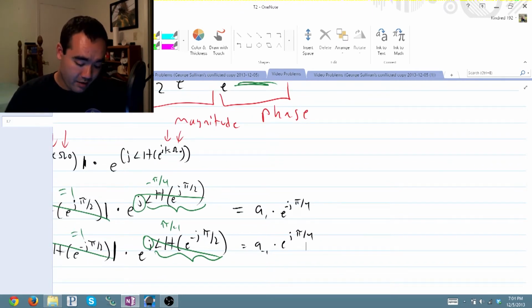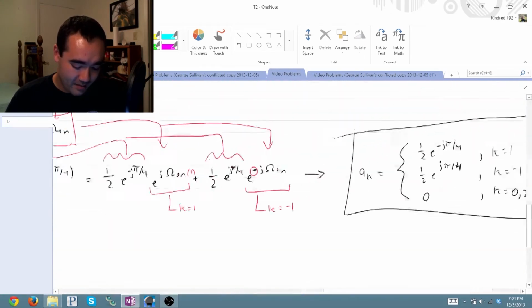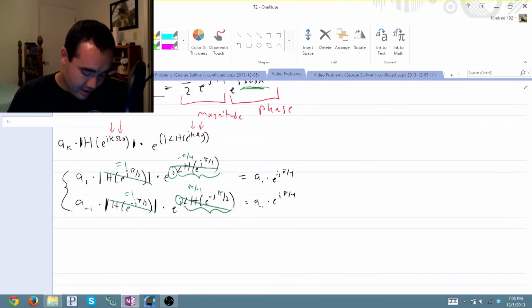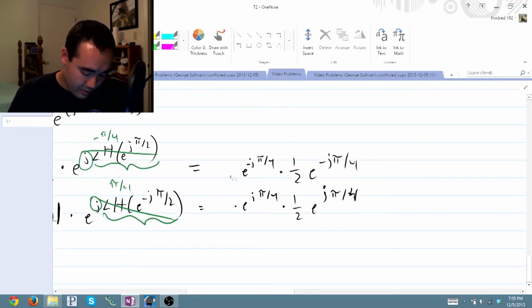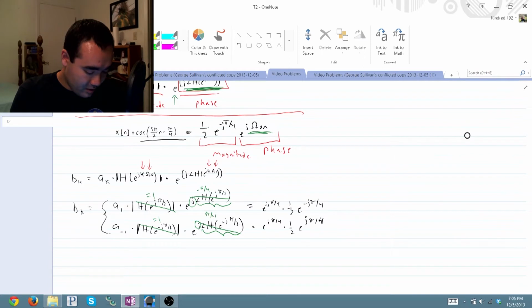And using Euler's identities, we know that e to the negative j pi over 4 is just equal to cosine. Oh, we don't want to do that yet. We haven't simplified a yet. So at this point let's pull a in. Copy and paste. So instead of writing out a, there we go. These are our values, the expressions of our b sub k.